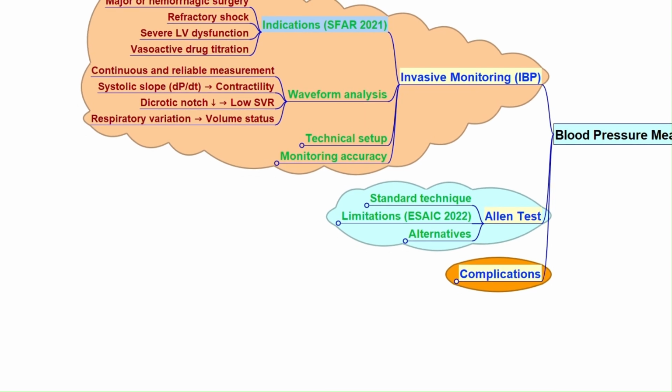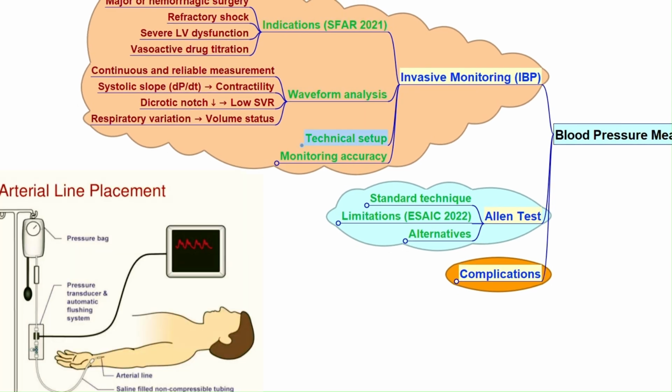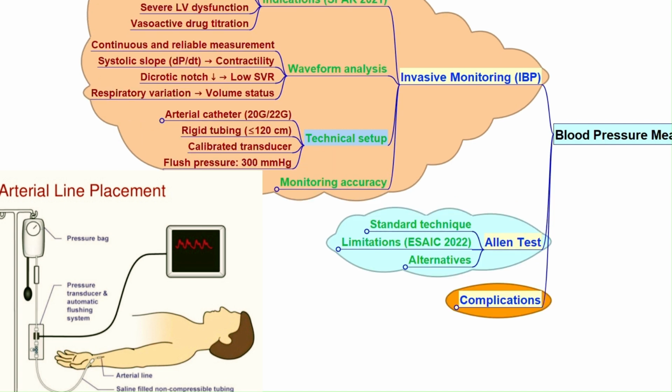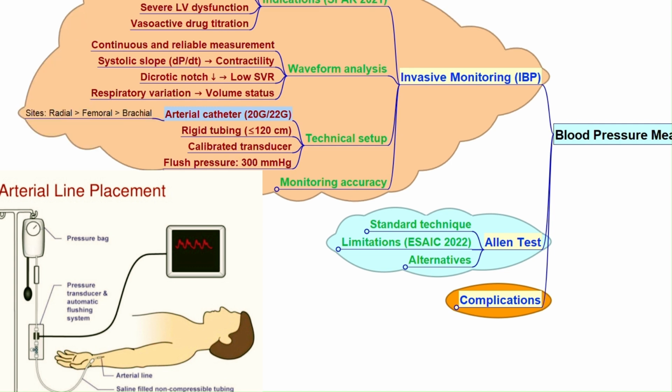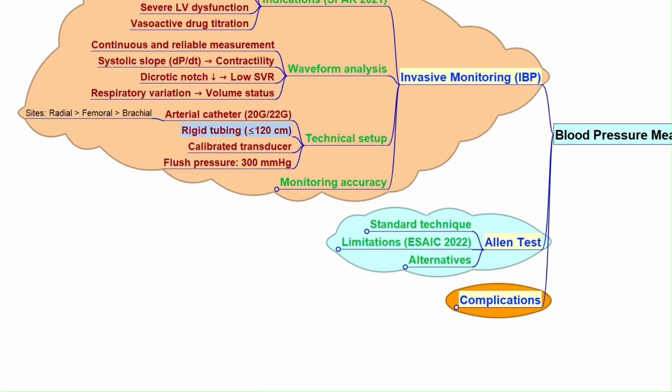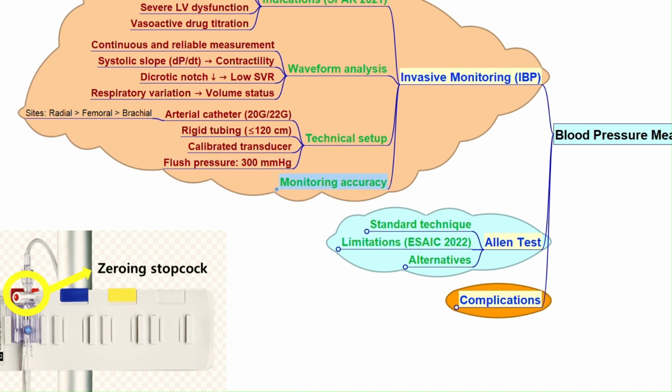The procedure has three main steps: arterial puncture and placement of the catheter, connection of the catheter to the tubing and pressure transducer, and flushing the system to remove any air bubbles. All of this must be done under strict aseptic conditions to reduce the risk of infection. Once connected, we need a proper quality control setup. First, the system is zeroed to atmospheric pressure at the level of the right atrium.